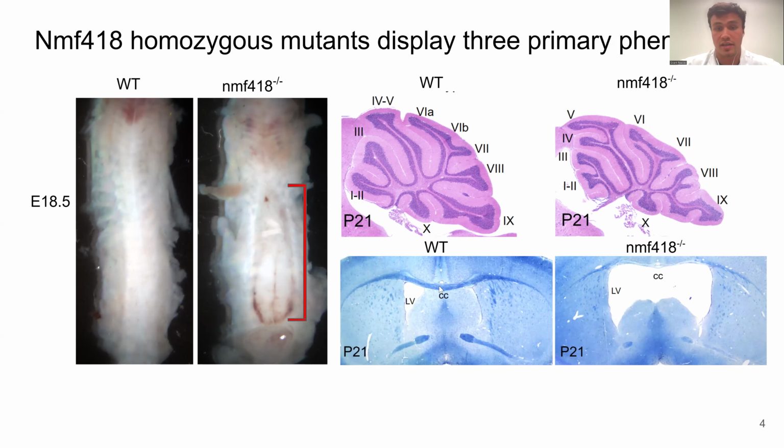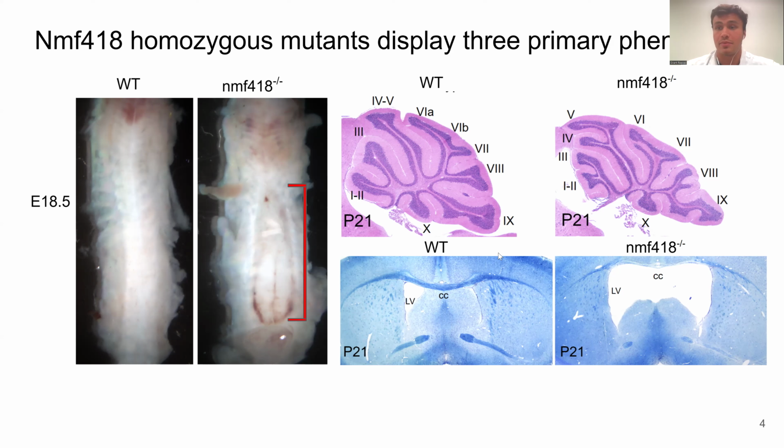The third of these phenotypes is an expansion of the lateral ventricles, as is consistent with hydrocephalus in humans. So LV indicates the lateral ventricles, CC indicates the corpus callosum, as these are coronal sections going through the center of the brain like this. And we can see that in the wild types, the lateral ventricles are quite small, and in the 418 homozygous mutants, the lateral ventricles have expanded to a significant extent.